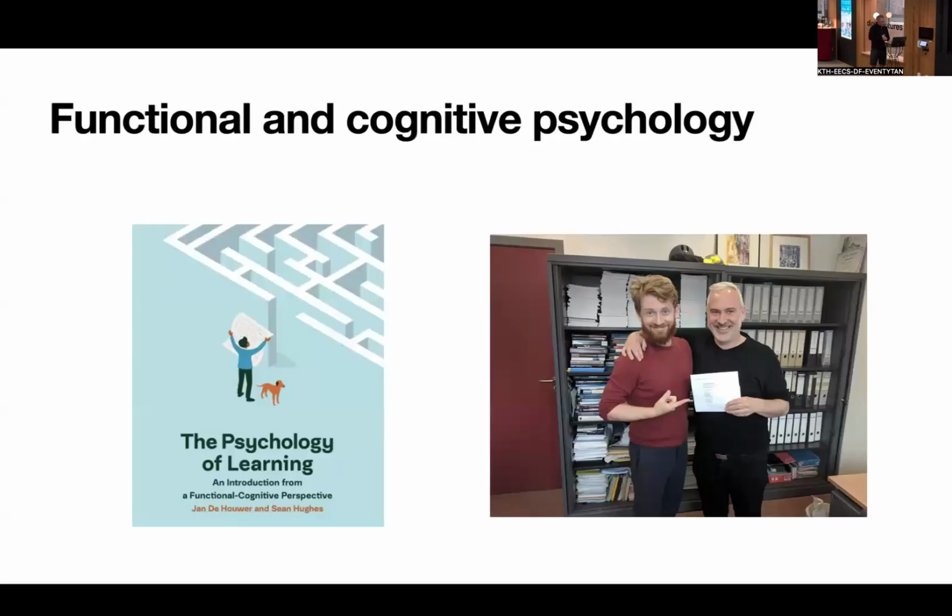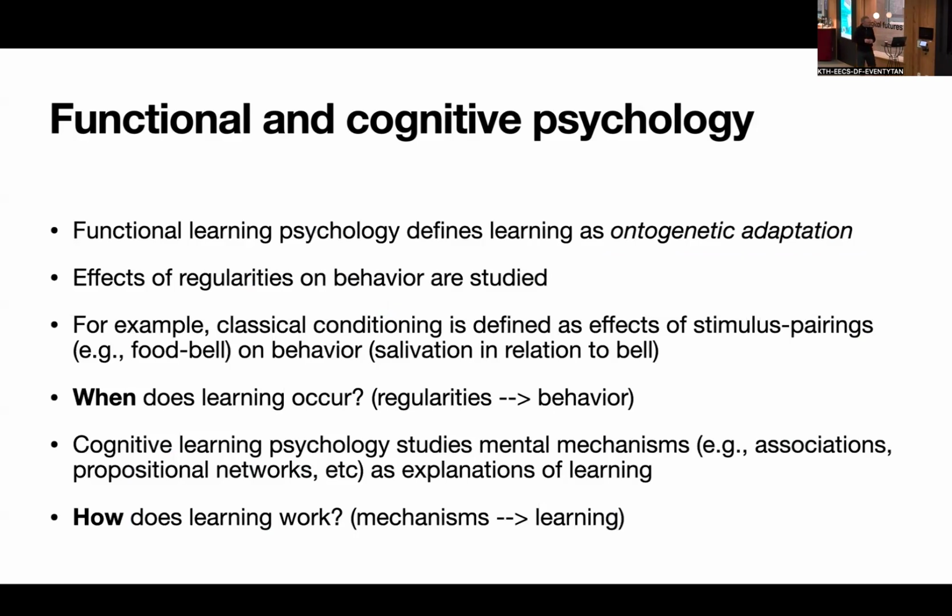So, learning psychology. This is an excellent book about learning psychology that is freely available online from MIT Press, open access. It's written by Jan de Houwer to the right and Sean Hughes to the left. And they really emphasize the difference between functional and cognitive psychology. So they define learning as ontogenetic adaptation. So that's adaptation during the lifetime, so to speak. They define learning as that to start with.